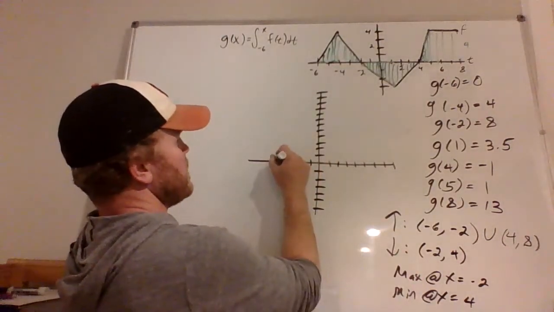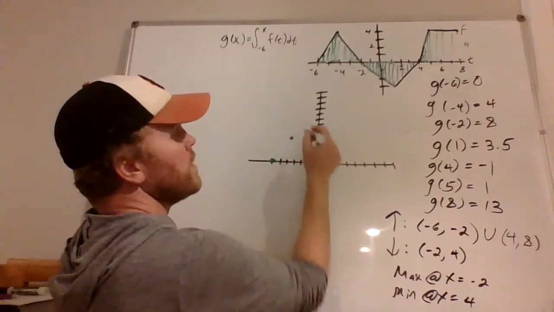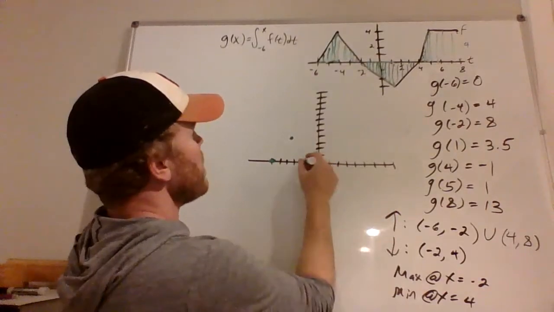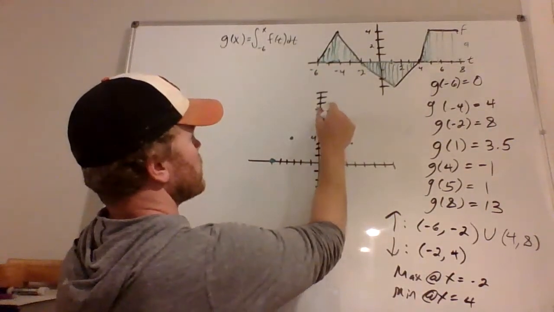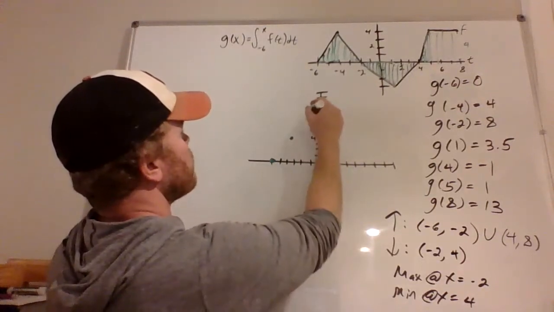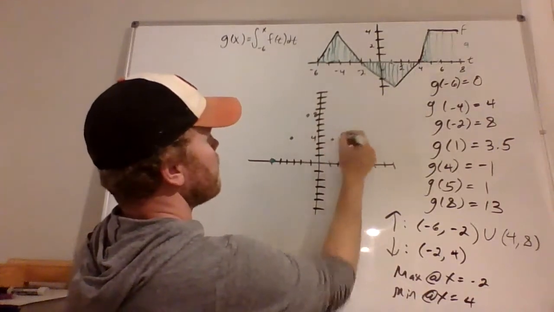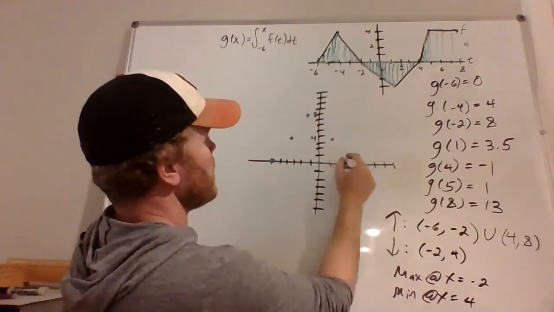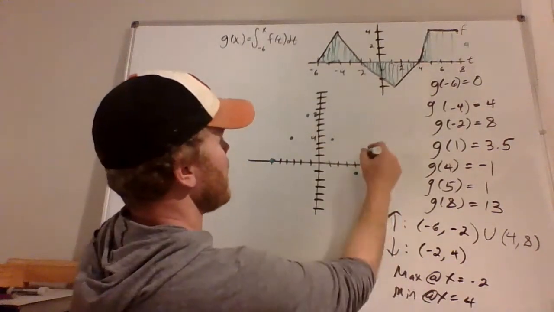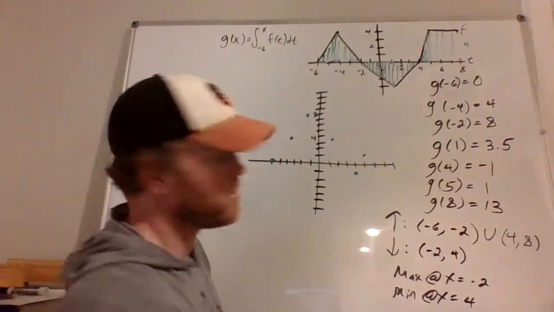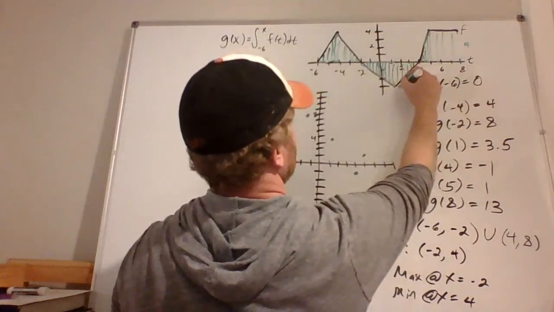So -6 made 0, -4 made 4, -2 made 8, and this is 4, 5, 6, 7, 8. -2 made 8, 1 made 3.5, 4 made -1, 5 made +1. It's not on your chart, but probably good to put it on there anyway. And 8 makes 13, which kind of runs off our page a little bit.